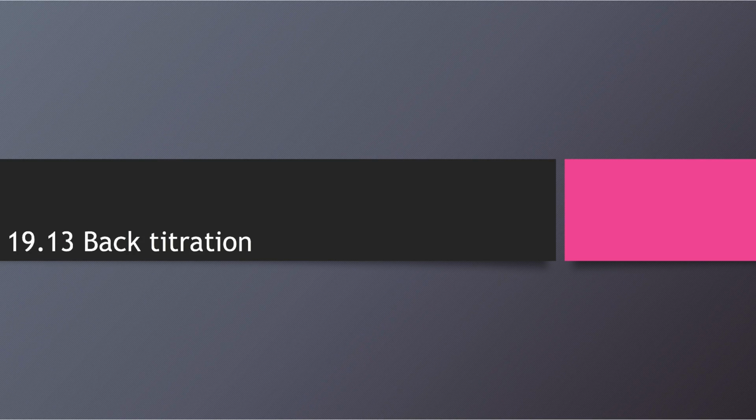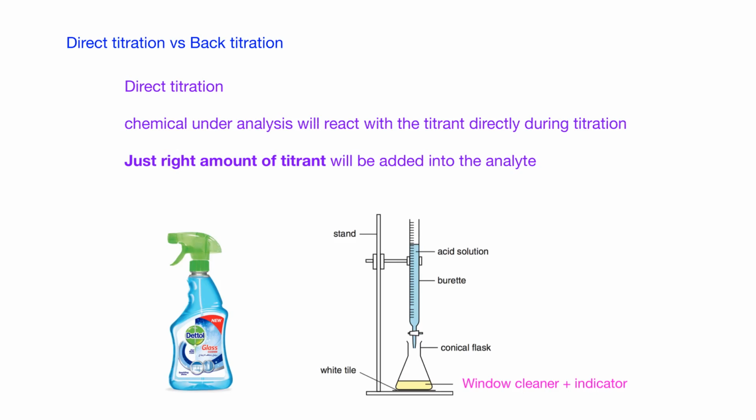In this video we're going to learn what back titrations are. The normal titrations that we have are called direct titrations. Compared to back titrations, that will be quite different. Direct titration means that we have some chemical that we're interested in, and we're going to analyse the concentration of this chemical in the samples. This chemical we normally use as an analyte and it directly reacts with the titrant.